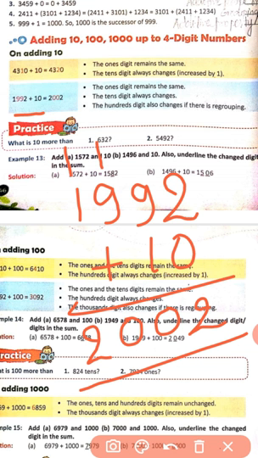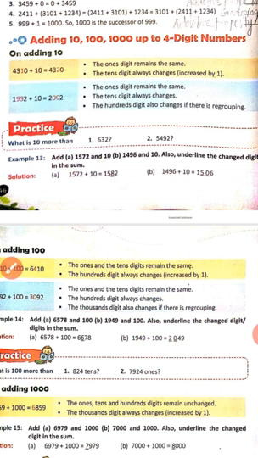What we observe here: the ones digit remains the same and the tens digit always changes. The hundreds digit also changes if there is regrouping. If there is regrouping, the hundreds place digit also changes.